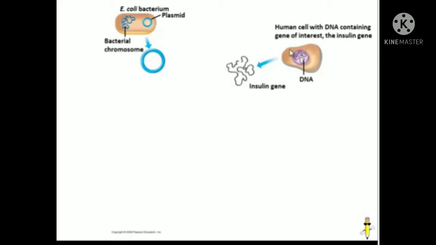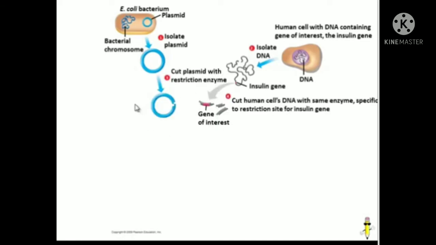And then we get a human cell, and this human cell contains a nucleus which contains DNA, and within that DNA is a gene for producing insulin. This is the corrected gene that produces good insulin. So the first thing that we're going to do is take the plasmid out of the bacteria and take the DNA out of the human cell. Easy enough. Then we're going to cut both of them with the same restriction enzyme.